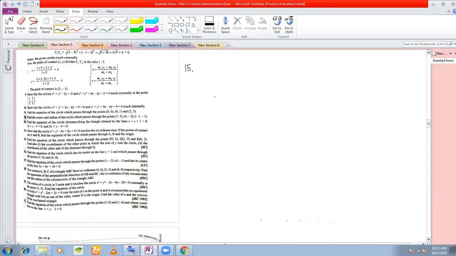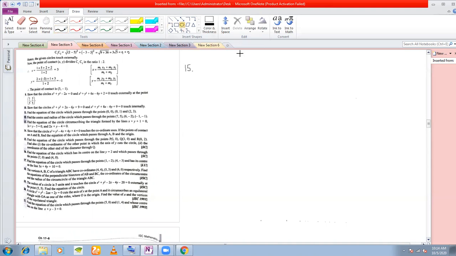Find the equation of a circle which passes through the points P(1,0), Q(3,0) and R(0,2). Find also the coordinates of the other point in which the axis of y cuts the circle. And the second question is the coordinates of the other end of the diameter through Q.